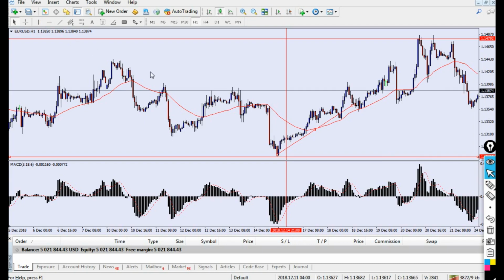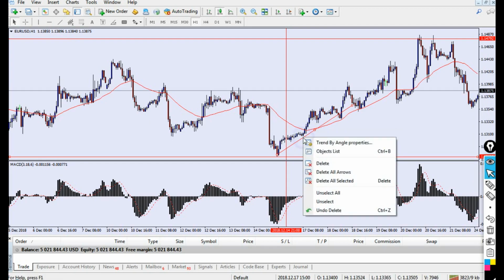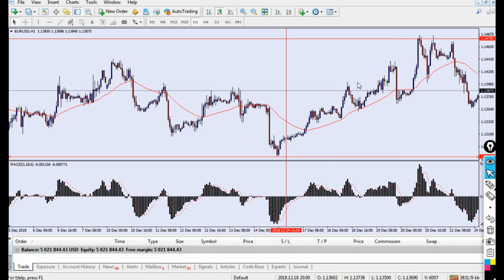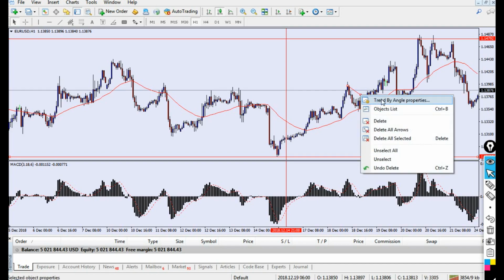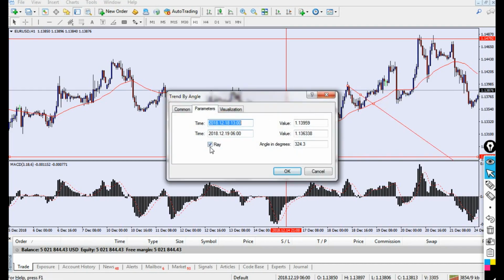So I'm deleting this. Now I'm taking this part to make it more valid. I'm taking this part and using this wick, and then I double click on it, and then I go into its properties, trend by angle properties, ray, uncheck it, and then minus 33.6.